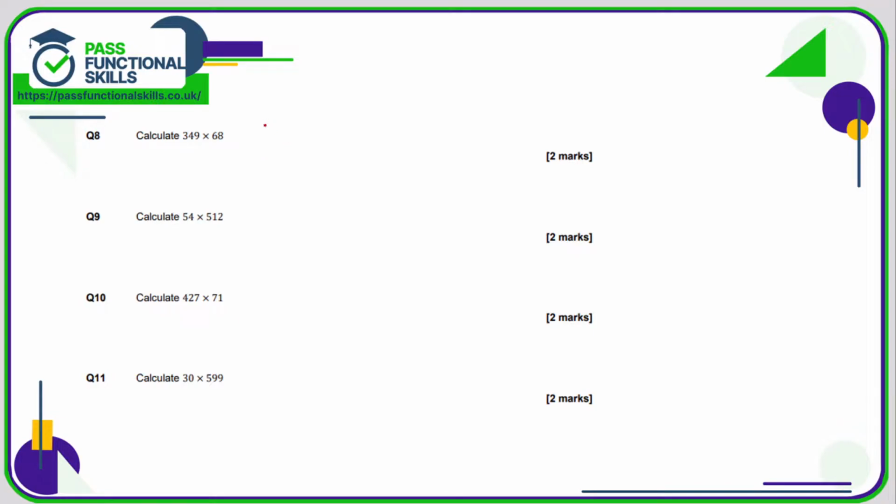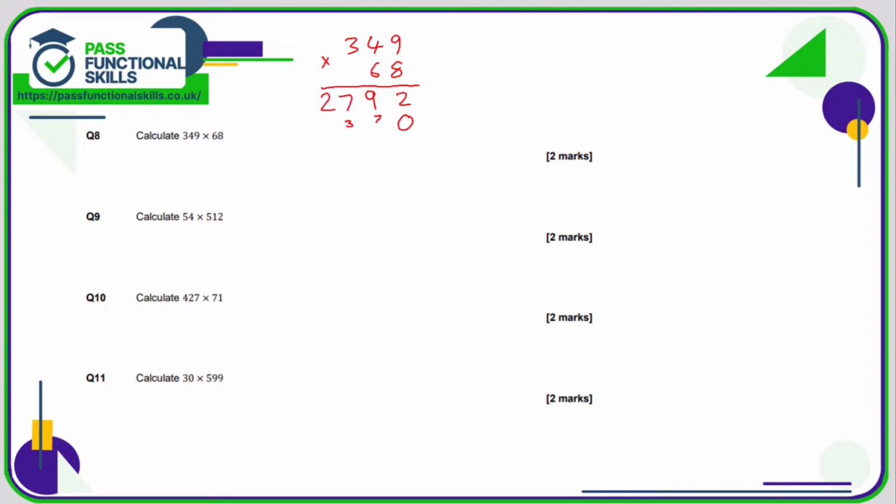Question number 8, 349 times 68. We'll have the 3-digit number on the top and the 2-digit number underneath. Some nasty times tables going on here. 8 9s are 72, 2 carry 7. 4 8s are 32. 32 plus 7 is 39, so that's 9 carry 3. 3 8s are 24, plus 3 is 27.